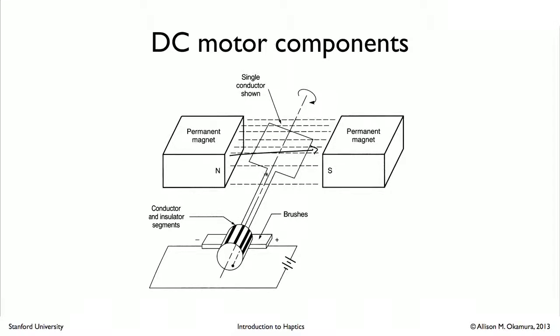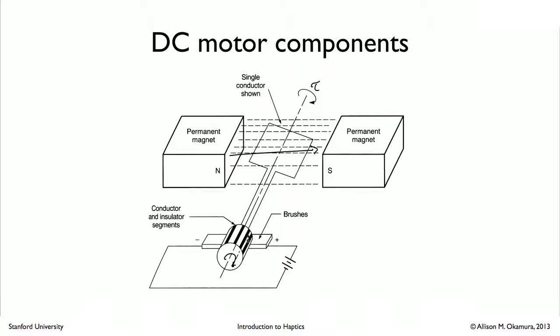And there's a single conductive wire which is going through that magnetic field. And when there is a current flowing through this conductive wire inside of a magnetic field, that's going to generate a torque. So a torque, tau, will be generated on this conductor. When that torque is generated, that will cause the armature to spin.